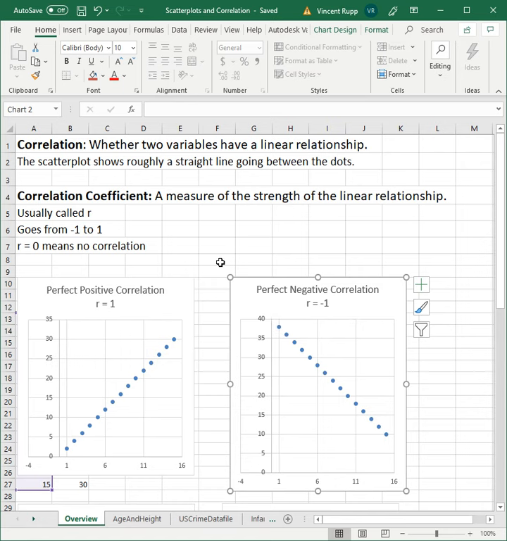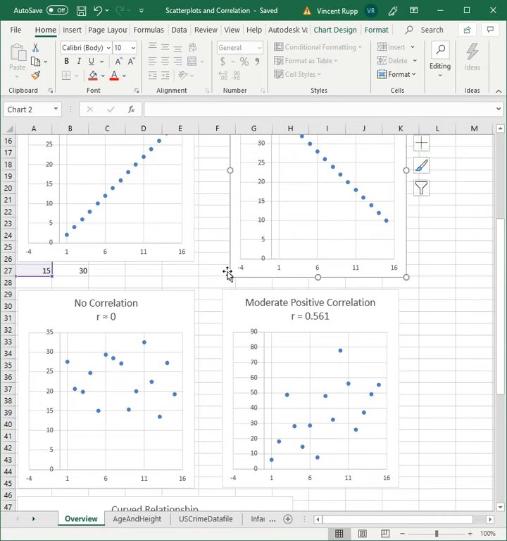Now, with real-world data, you hardly ever see anything like that. You'll see something that looks like this, for example. This is no correlation. These dots, do they show an overall trend up or down or U-shaped or something else? No, it looks like just a random cloud of dots. In fact, the numbers I generated here were completely random. There's no relationship between these.